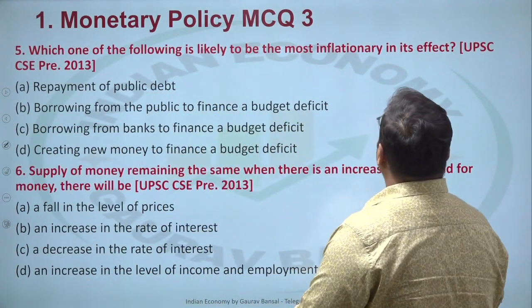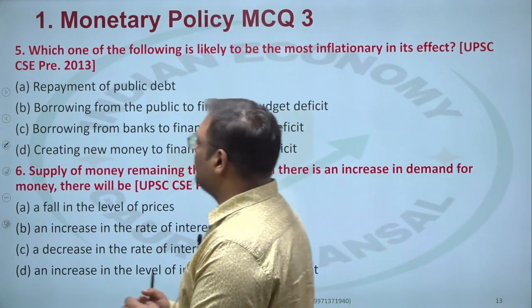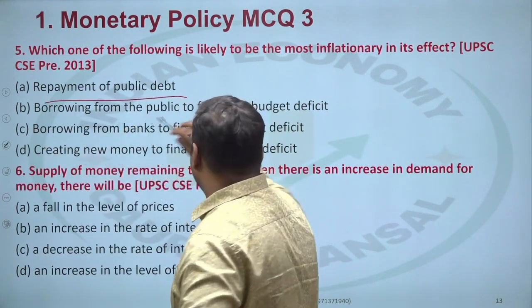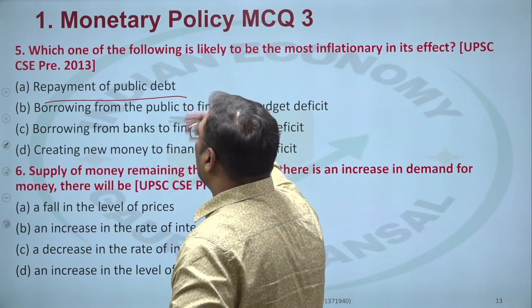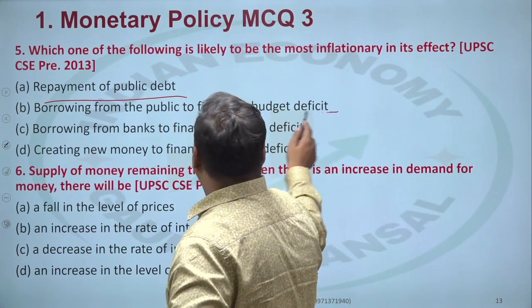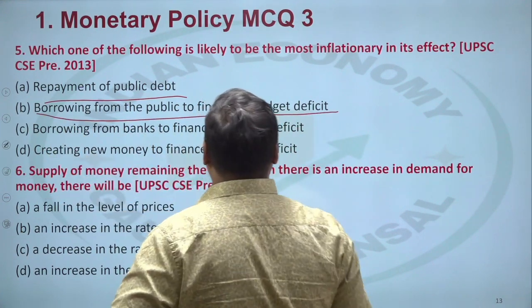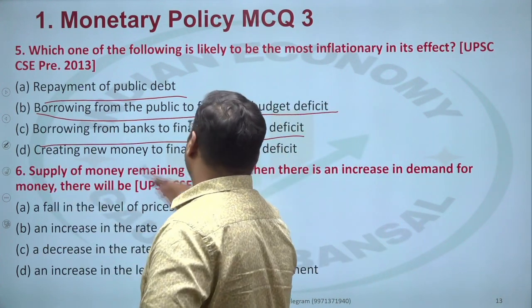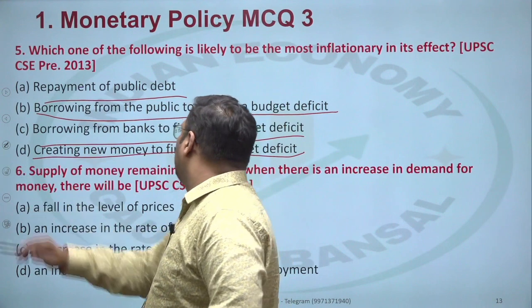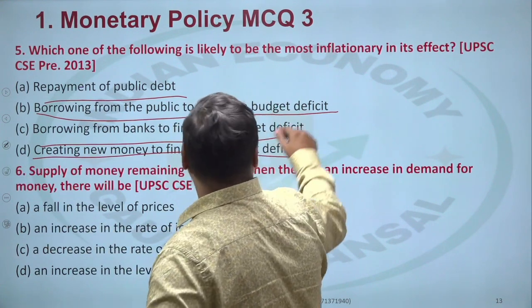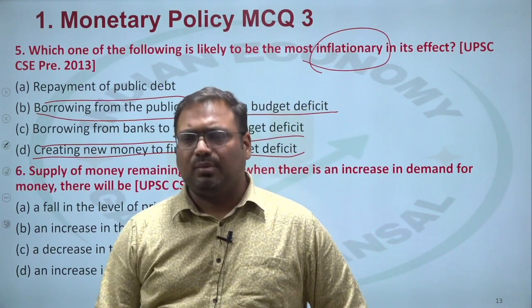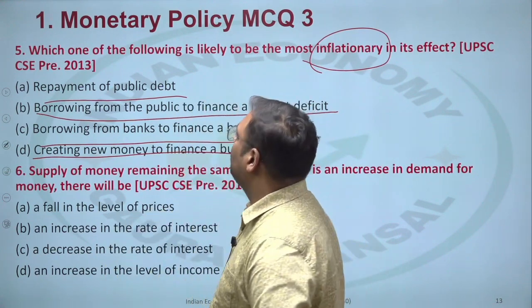Which one of the following is most inflationary? Repayment of public debt. Okay, we have to compare between the 4, so we have to read all 4 here. Borrowing from the public to finance a budget deficit. Borrowing from banks to finance a budget deficit. Creating new money to finance a budget deficit. So basically, whatever will create the maximum money supply will create the maximum inflation.